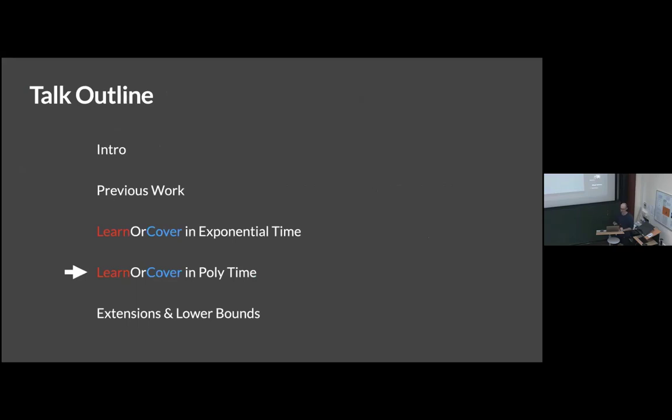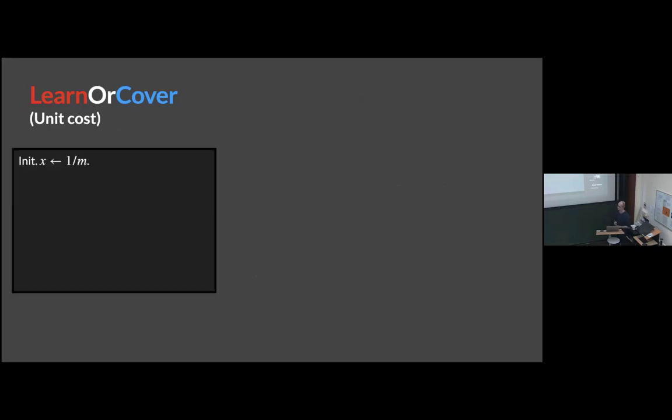Okay, so let's move to the polytime version. And let's stick with unit costs. I'll say a brief word about how to do this for general costs, but most of the talk will be about unit costs. We're going to do exactly what I said, which is maintain a distribution directly. We initialize a distribution over sets to be the uniform distribution, reflecting the fact that we don't know anything.